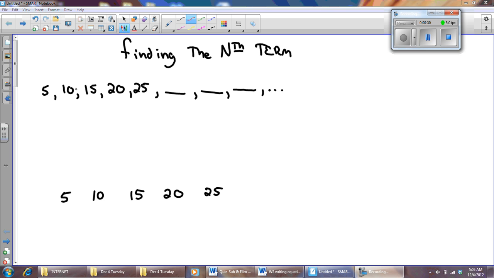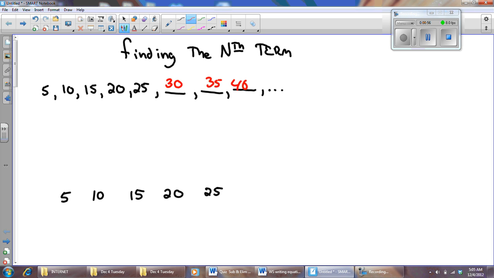Well, 5 to 10, 10 to 15, 15 to 20, 20 to 25. Hey, they're counting by fives, and so then 30 comes next, and then 35, and then 40. Now, that's an important skill to be able to determine that, but it is also very, very basic, a very low level. We're going to do something a little more difficult.